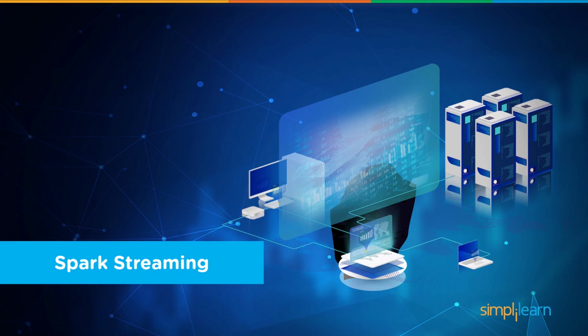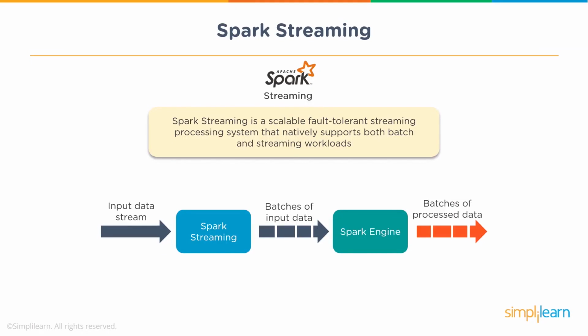So let's talk about Spark streaming here. When you talk about Spark streaming, it's a scalable, fault-tolerant stream processing system, which basically supports both batch and streaming workloads. So here we would be intending to process data which is constantly getting generated, or we could say that is your data stream. And using Spark streaming, you would be breaking down your data into smaller batches of input data and then have batches of processed data. So let's see how Spark streaming does that.